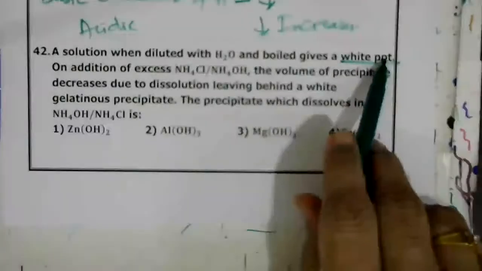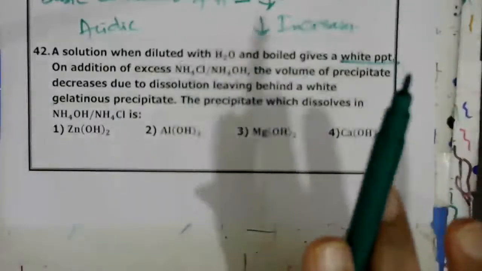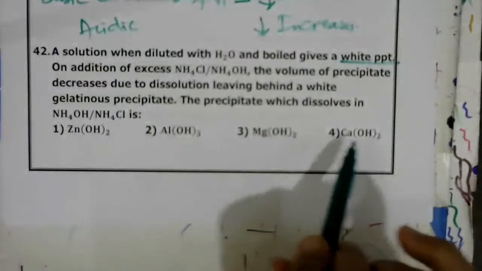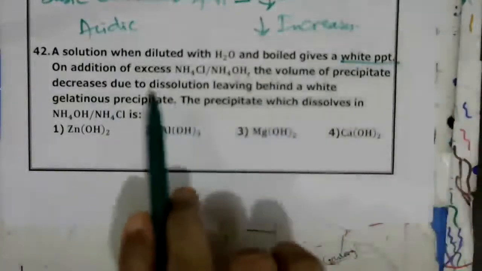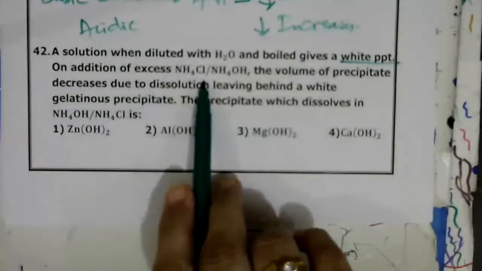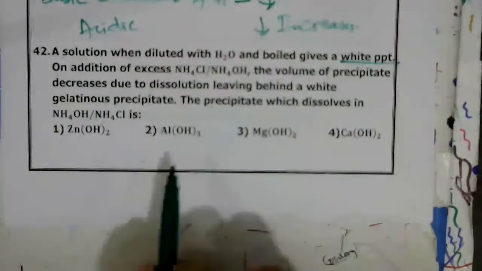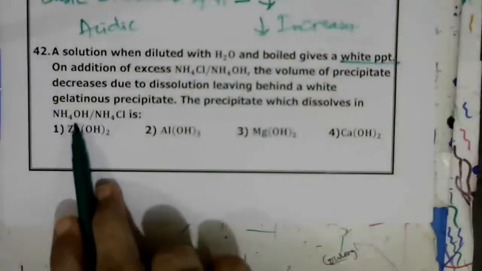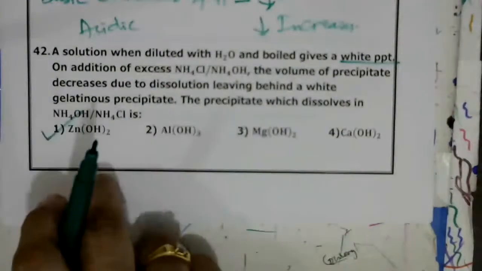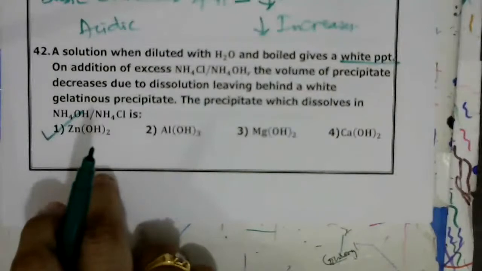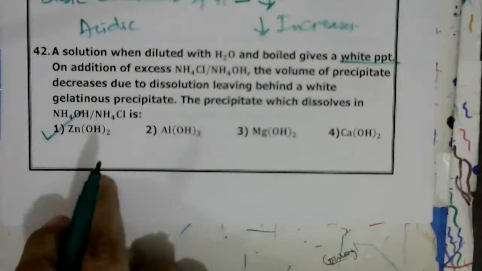A solution when diluted with water and boiled gives a white precipitate. Correct? It may be possible for all these. But what is further that? On addition of excess of ammonium chloride and ammonium hydroxide. The question is related with what? Zinc. Okay? So here we can say that the precipitate dissolves in ammonium chloride and ammonium hydroxide. Practical questions, like volumetric analysis, what we have performed.